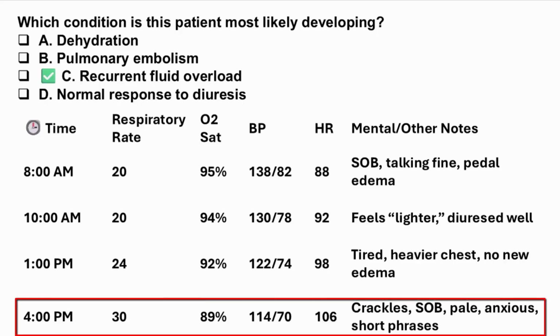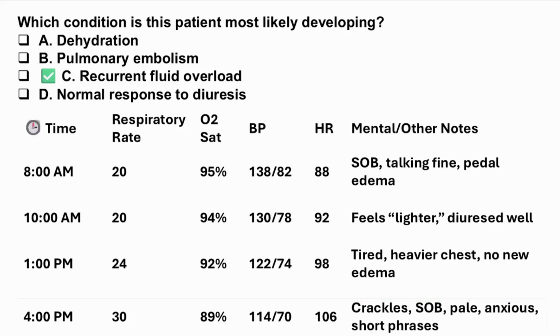Now she's more short of breath, speaking in short phrases. Respiratory rate is 30. O2 sat is 89%, even on 3L nasal cannula. BP, 114/70, HR 106. You auscultate crackles that weren't there before. She's more pale and anxious. So now you're asked, based on this trend, which condition is this patient most likely developing? A, dehydration. B, pulmonary embolism. C, recurrent fluid overload. D, normal response to diuresis.